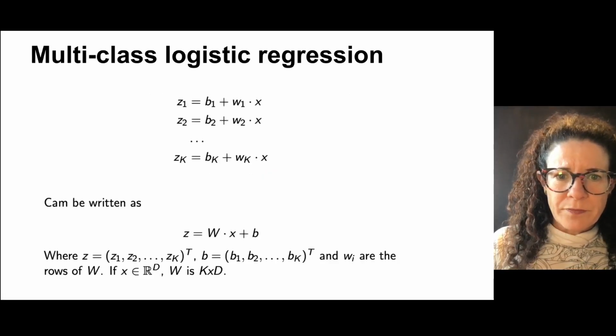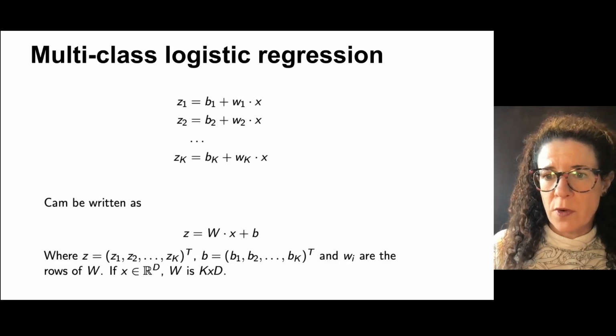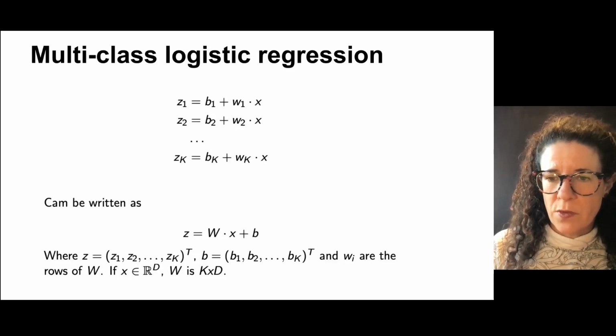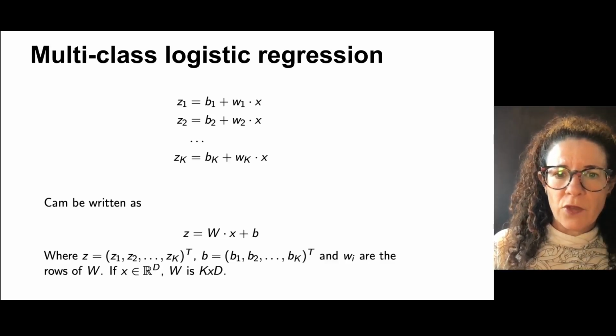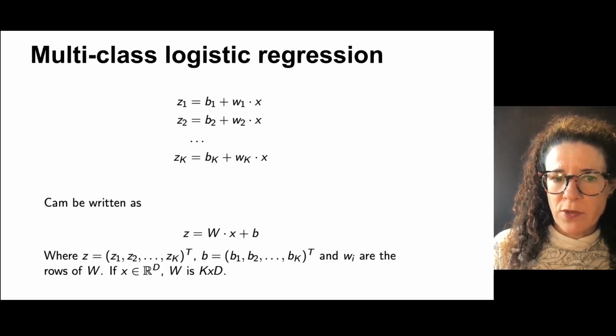Now these equations can be rewritten easily in matrix form. z is a column vector with elements z1, z2, up to zk. b is a vector b1, b2, up to bk, and the wi's become the rows of a matrix w, which is k times d.